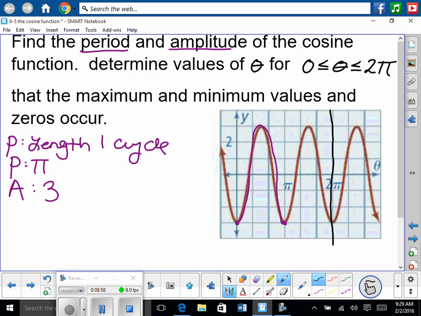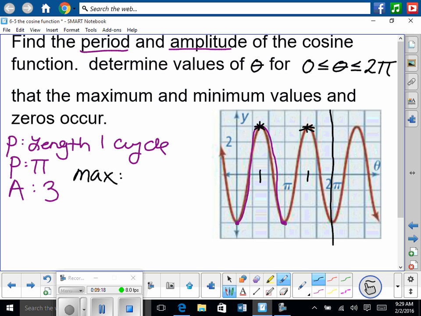So I'm going to go through and find the maximum values. So I'm going to write maximum. Now we're talking on the x-axis. So a max happens right here. Isn't this as high up as it goes, between 0 to 2 pi? So it happens in those two spots. But we need to figure out where that lands on the x-axis. So right here and right here.